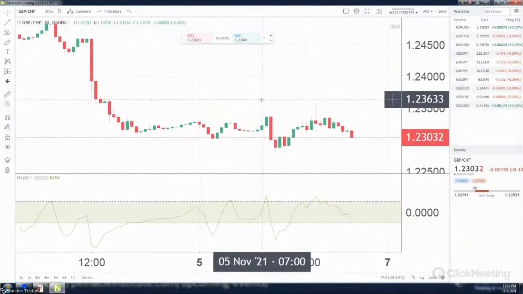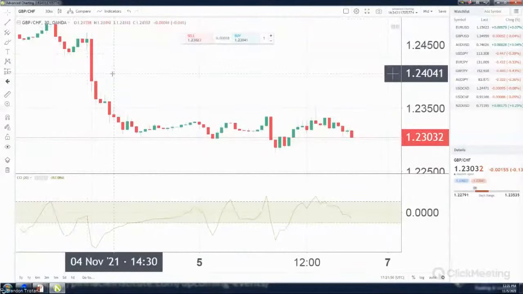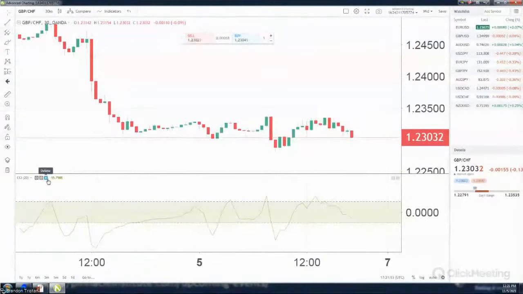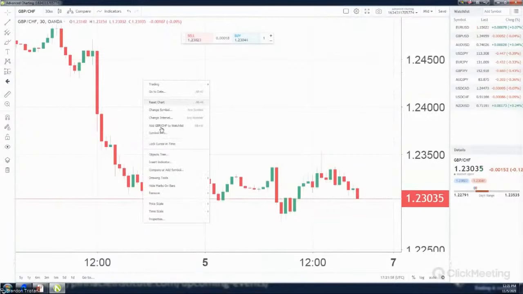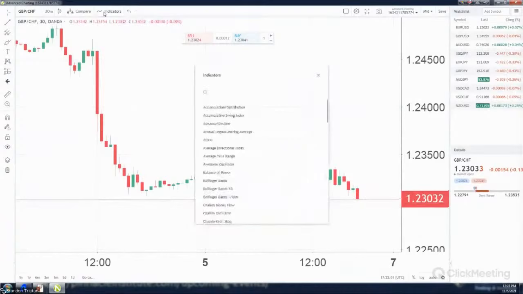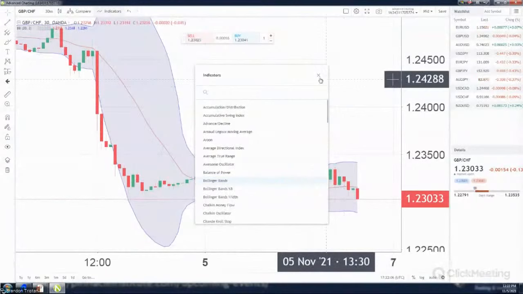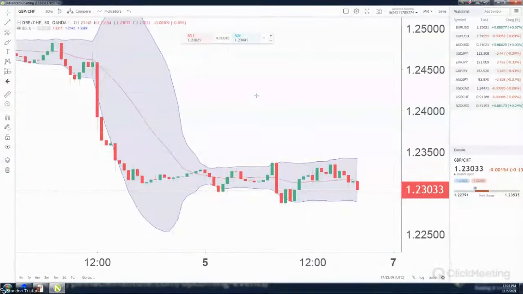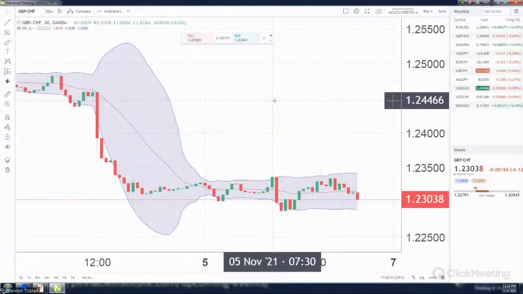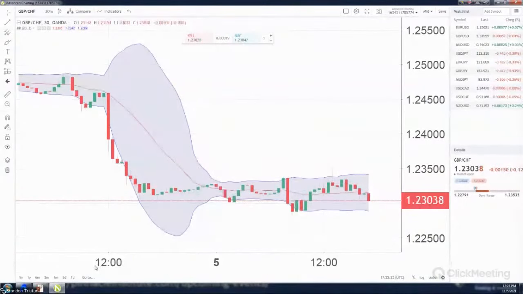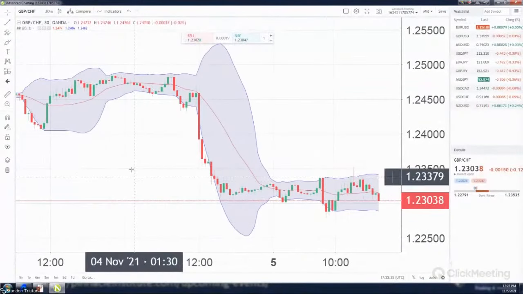So let's take a look at Bollinger Bands now. Let's get rid of this and put on the bands on a 30-minute. So here, the Bollinger Bands are telling more about trend. And of course you're going to test these on different time frames. We can switch it up.